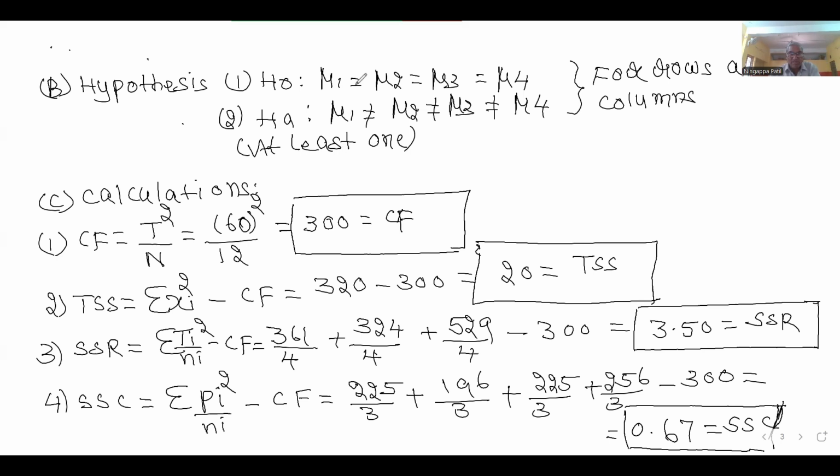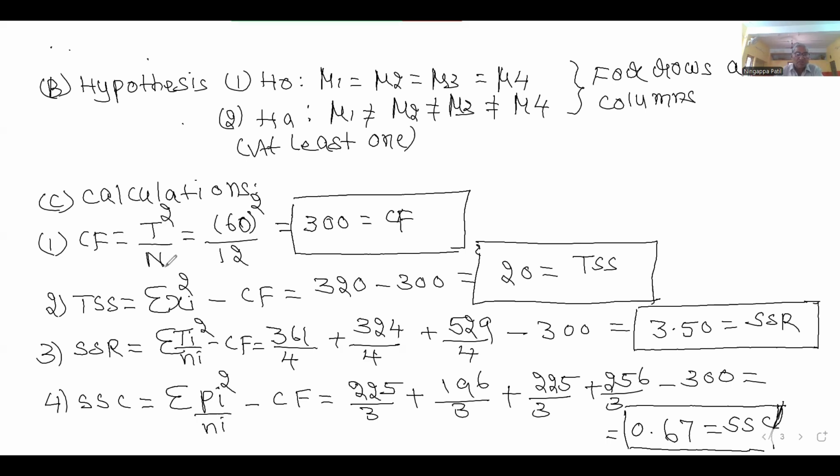Now, similarly, the alternate hypothesis is the reverse, the opposite of this. Mu1 is not equal to mu2, is not equal to mu3, is not equal to mu4. At least 1 means, look here, all these 4 may not be unequal. If at least 1 is unequal, the result holds good. Then, these 2 statements are true for rows as well as columns.